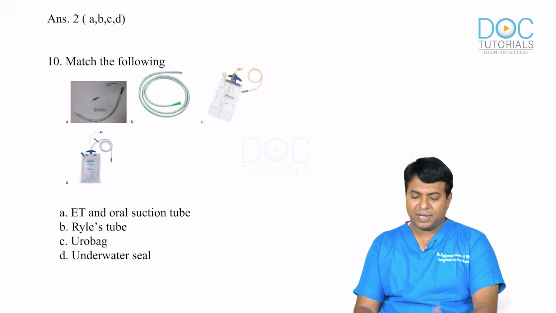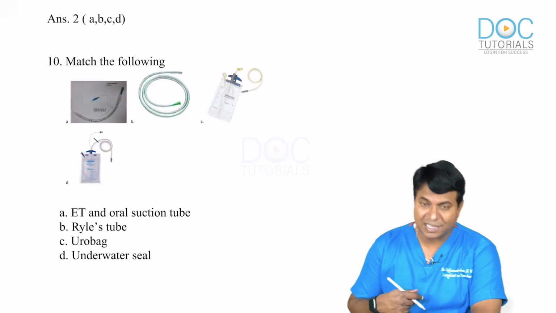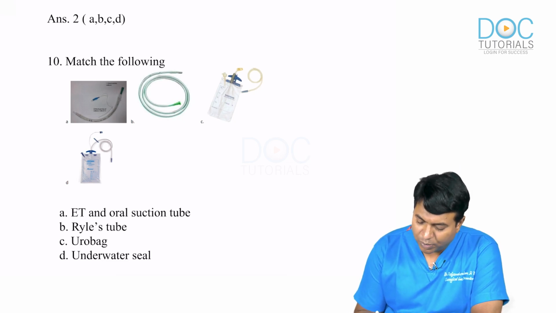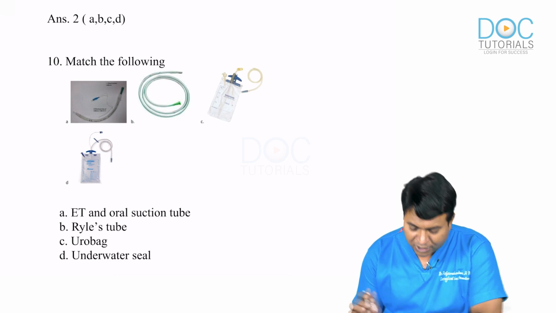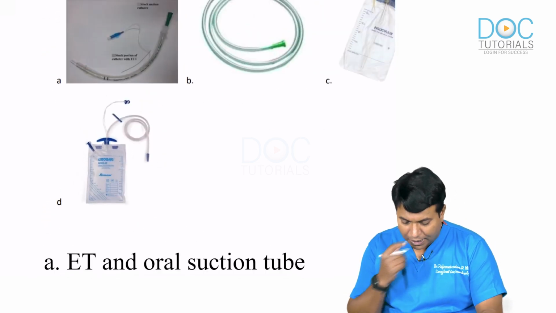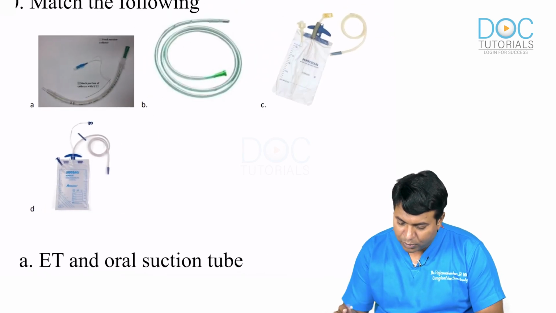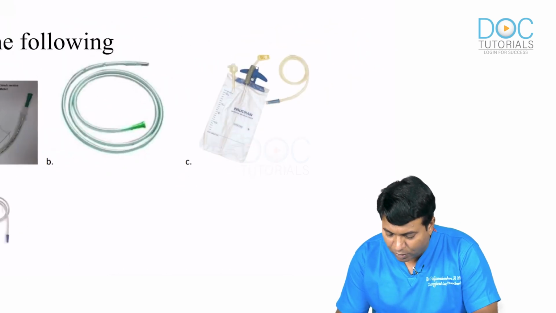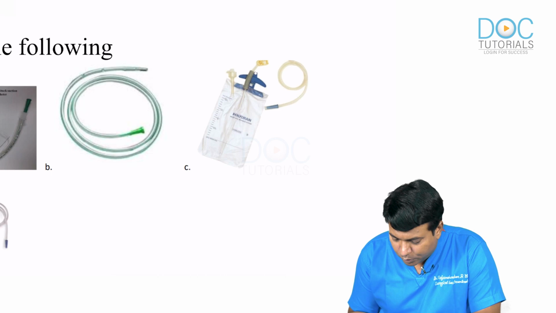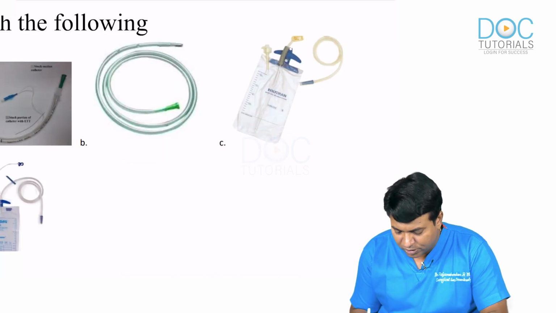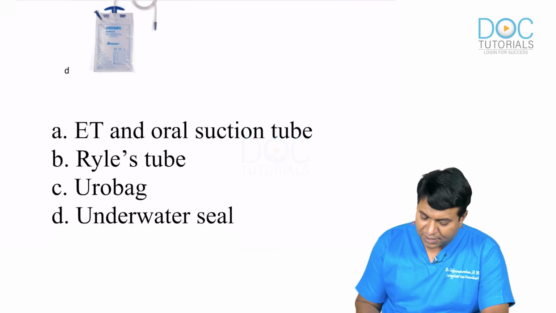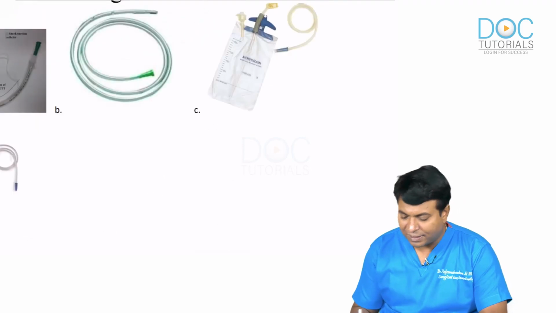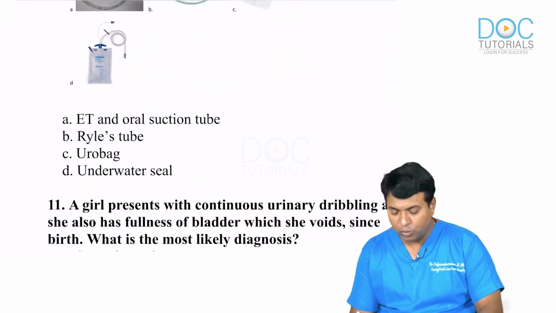Match the following. This is a very simple question. I don't know why this type of question is asked by the AIIMS examiners. The first one is an ET tube, the second one is a Ryle's tube, the third one is a Urobag, and the fourth one is an underwater seal, an underwater drain. How to differentiate a Urobag from an underwater drain? You can very closely observe the underwater drain: the tube is going up to this place, and up to this place we will fill with water. So the answer is 1 is A, 2 is B, 3 is D, 4 is C. This is a Urobag, and this is an underwater drain bag used for pneumothorax cases.